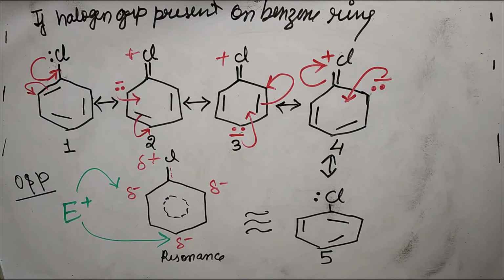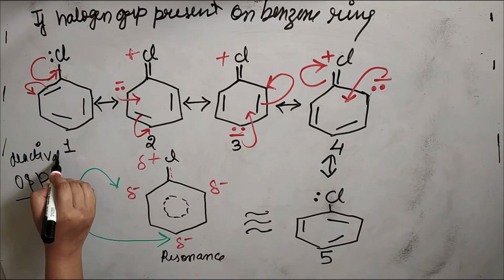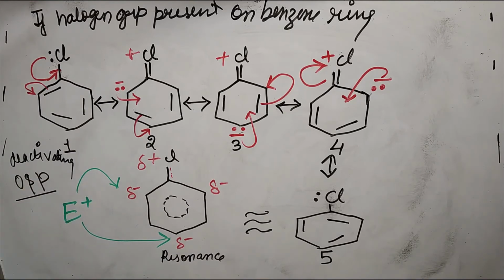Although they are deactivating because of the inductive effect, due to the lone pair of electrons present in the p orbital, they become ortho para directing groups. So this is the case if a halogen like chlorine is present on the benzene ring. Because of that, halides are deactivating but ortho para directing. They are the exceptional case. Halides are deactivating groups but ortho para directing groups.